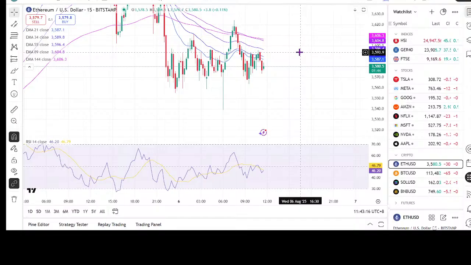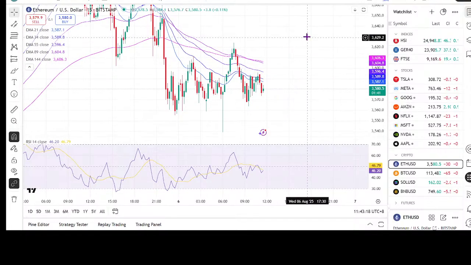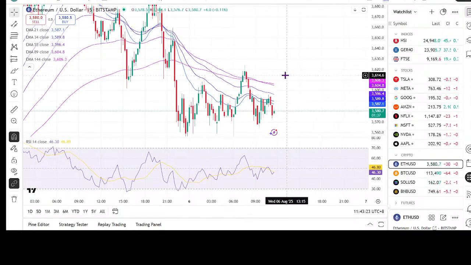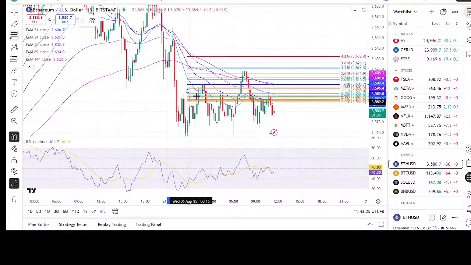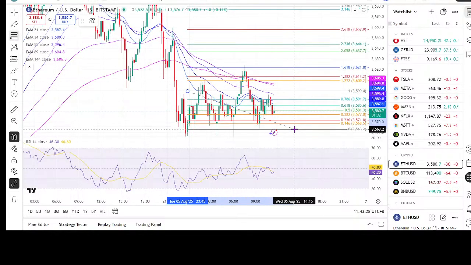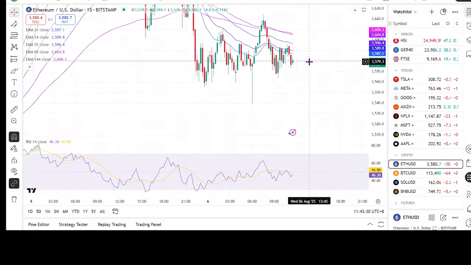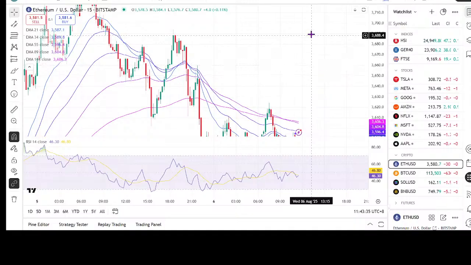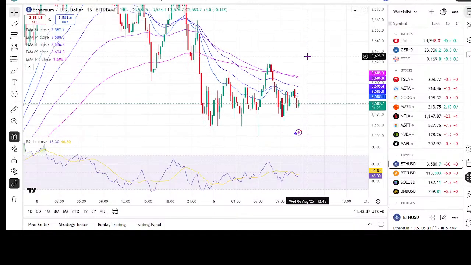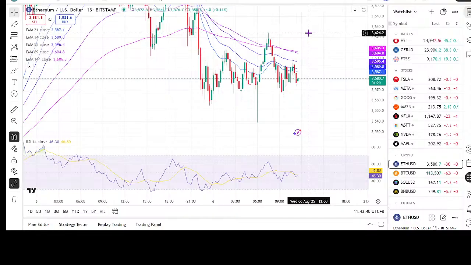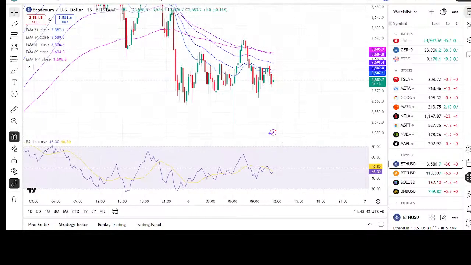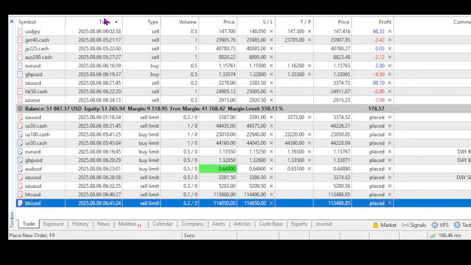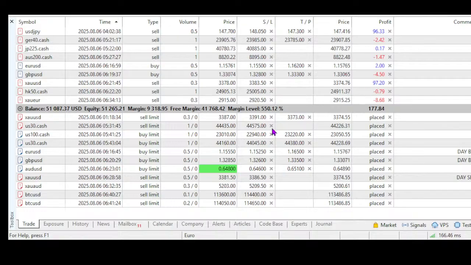So we want to sell at 3590 and 3620. Okay, we'll go for 2 entries. Stop being above 3660 and 3695. Okay, so we have 2 entries, 2 entries on Ethereum.